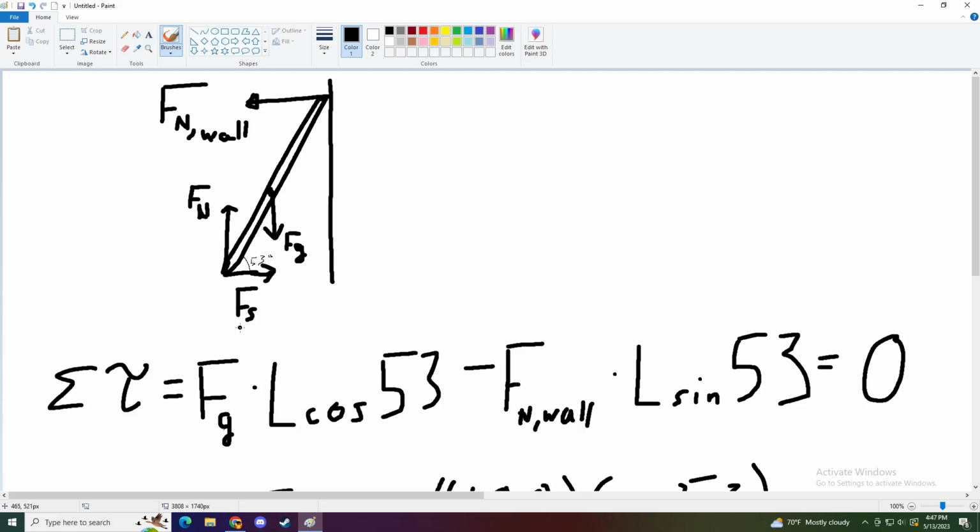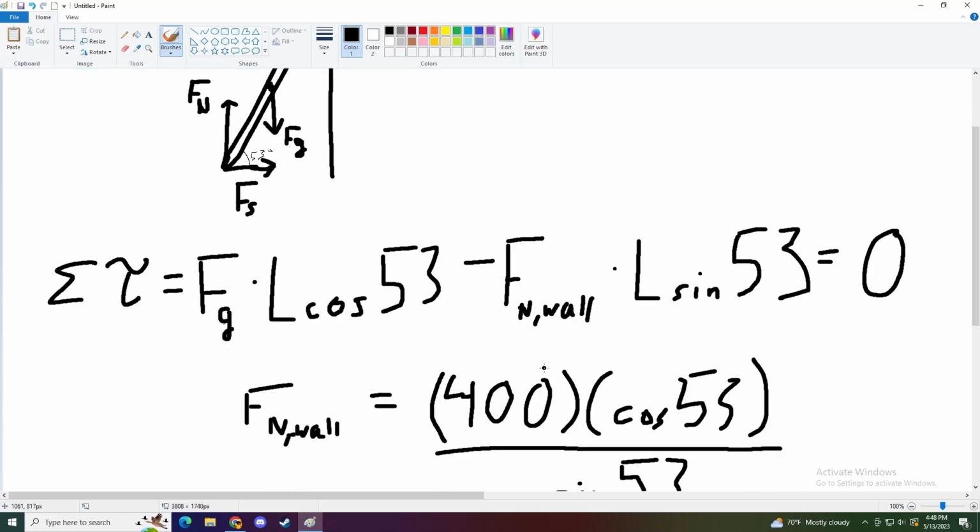So doing that, we can now set up our net torque, and we're going to do Fg times the distance to the pivot. Since Fg is a vertical force, we want to use the horizontal distance so that it's perpendicular. So I use the horizontal distance, L cosine 53, and then we subtract Fn wall times L sine 53. Fn wall is a horizontal force, so we want the vertical distance, L sine 53. And then we need that to equal 0 so that it's static equilibrium.